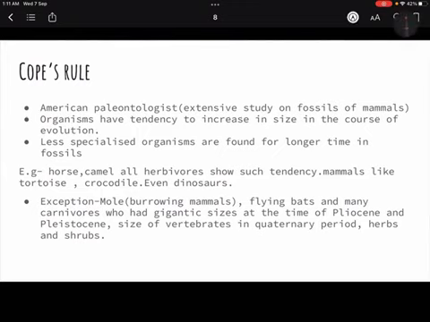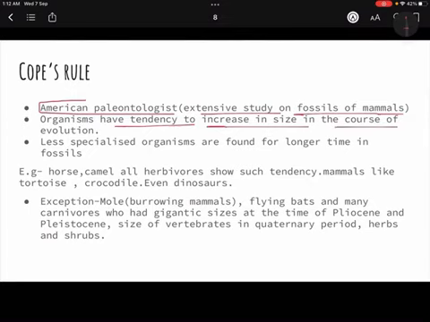Next is Cope's rule. He was an American paleontologist, and he had done extensive study on fossils of mammals. So whatever he came up with, he studied the fossils of mammals and then came up with his theory. He said basically the organisms have the tendency to increase in size. Again, we have read this before also. So he said organisms have a tendency to increase in size in the course of evolution. Second thing he said, less specialized organisms are found for longer time in the fossils.